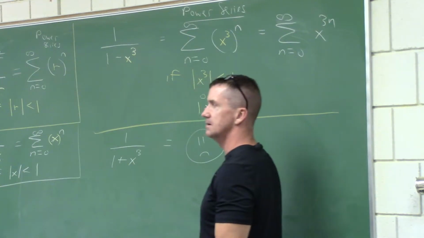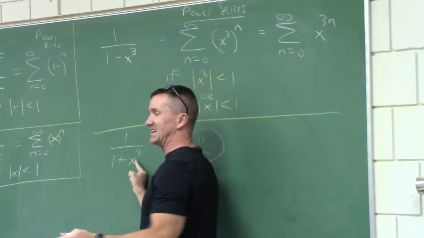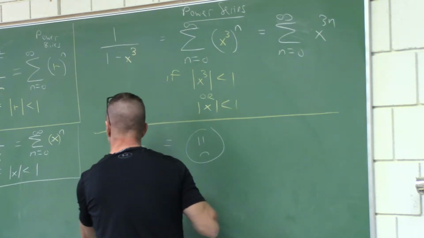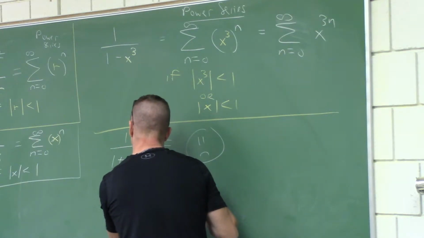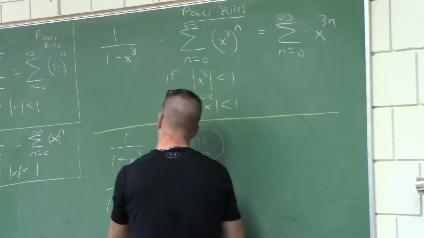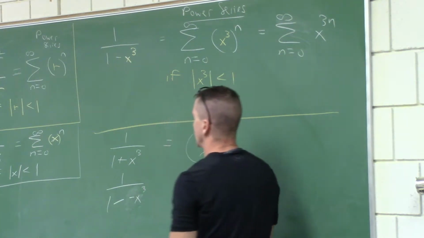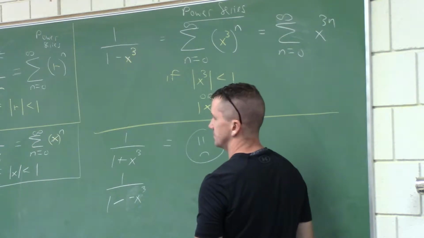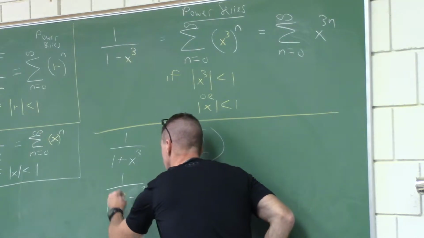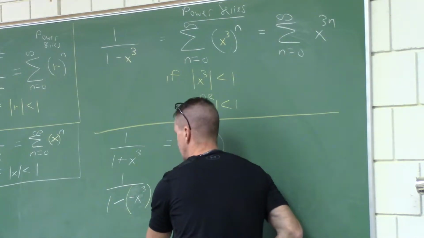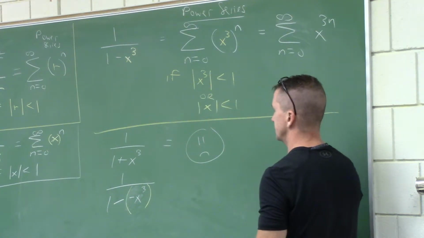Can we still play with it? How can you make this a minus? If you make this a minus, Adam, very good. So that's what he's saying. Rewrite it as one minus negative x cubed. Isn't that true, everyone? A negative times a negative is a positive. Now it's good.